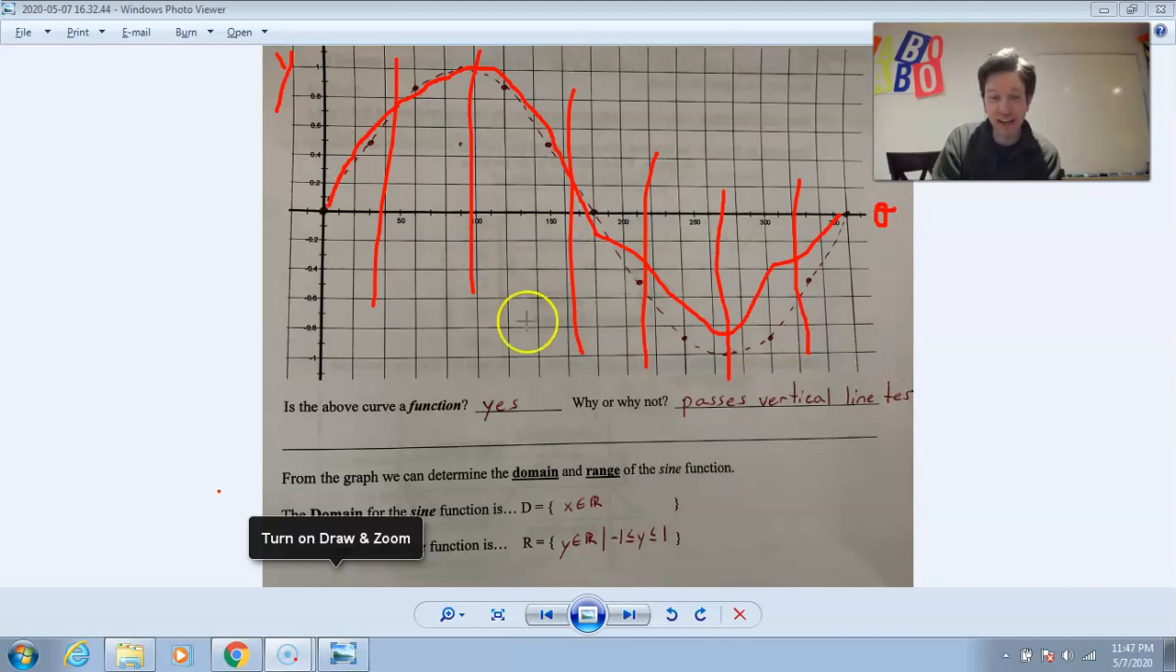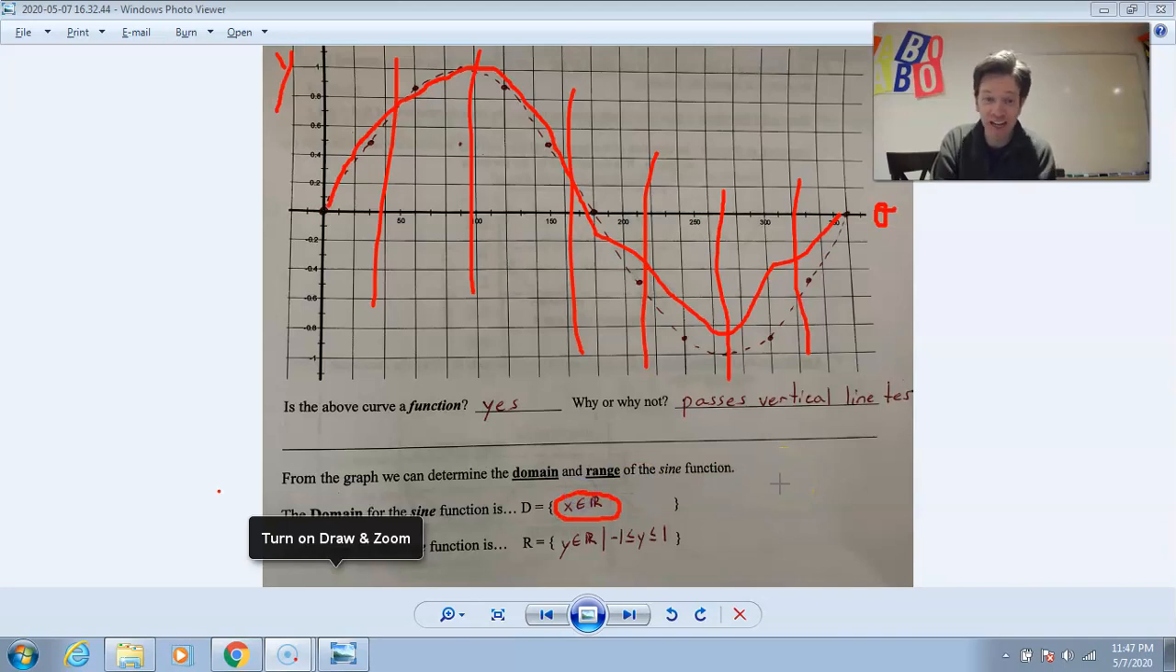Now the domain, well, this can go forever actually. I've only done one full cycle here, but you can keep going all the way to the left and all the way to the right forever. So your domain is in the set of all real values.